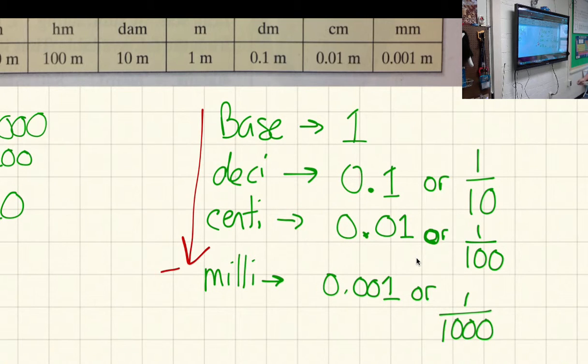And one of the things that we are going to have to do in science, especially this year, is we're going to have to be able to convert. Okay? Convert. All right, so please turn to the homework part of this unit.